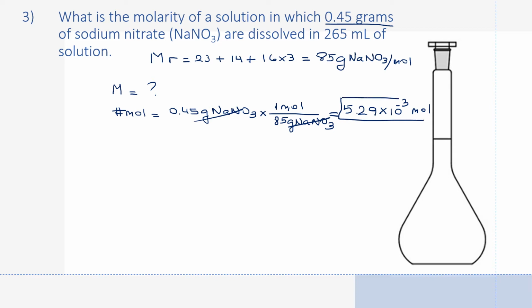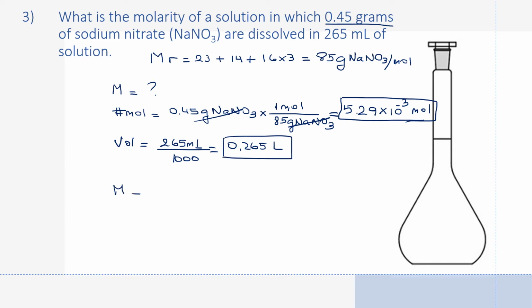And then the volume is also given in milliliters. So the volume is 265 milliliters, and we divide that by 1000 to get into liters, 0.265 liters. And now I can apply the formula.